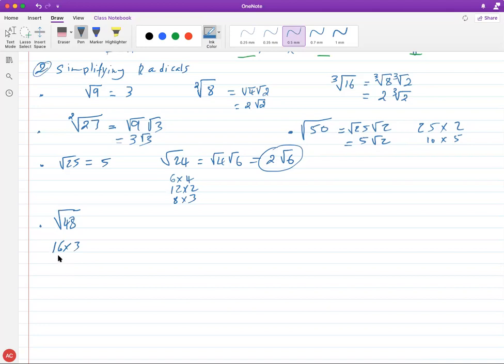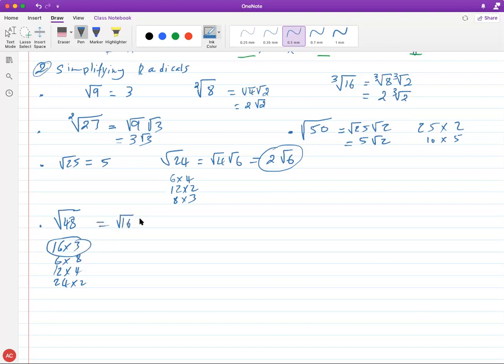6 and 8, 12 and 4, 24 times 2. This is a very good example. Anything else? All these multiply to 48, but which one is the best to use to simplify? The one with the highest, basically. 16 times 3. Yeah, that's right. This one has 16. 12 and 4 also has a perfect root of 4, which is 2, but we would take the highest one.